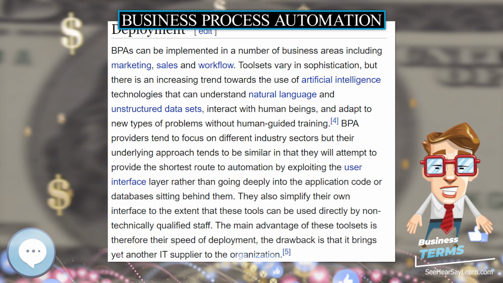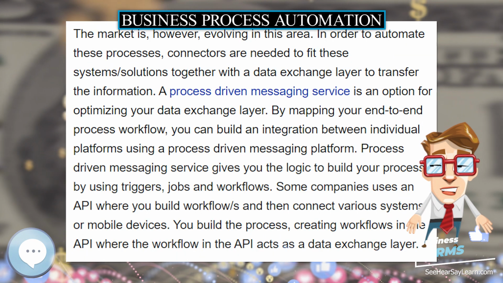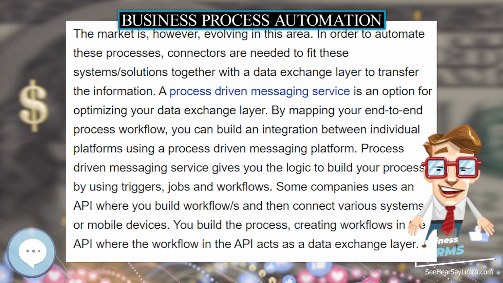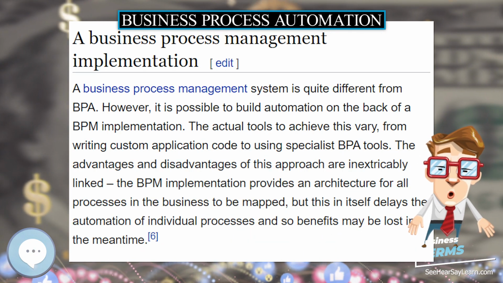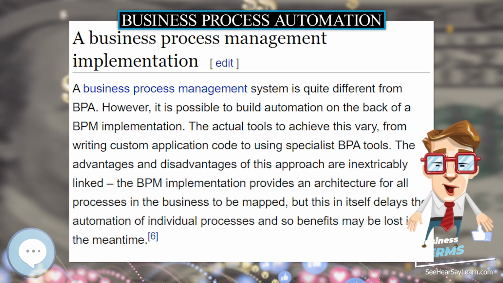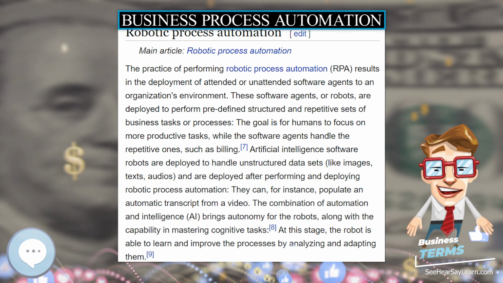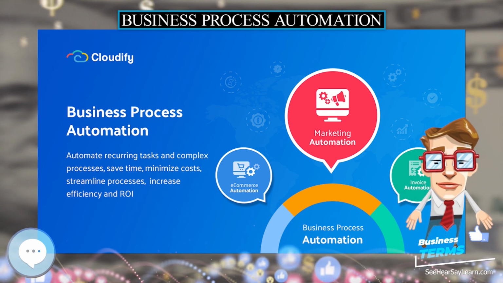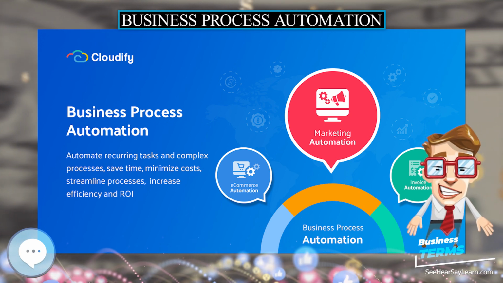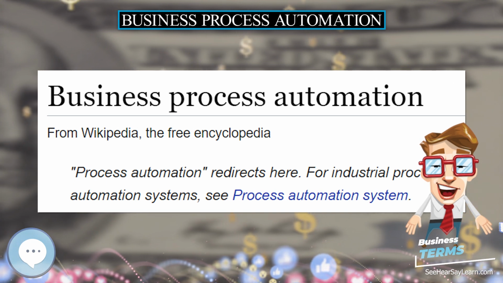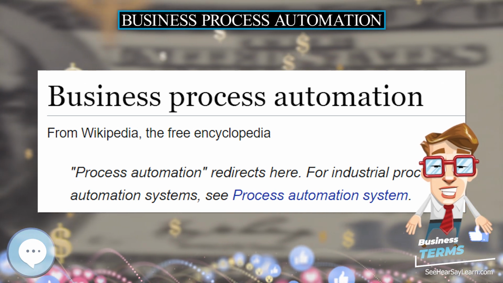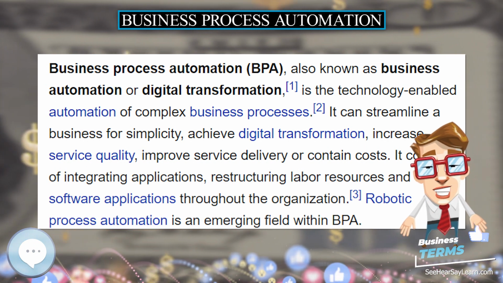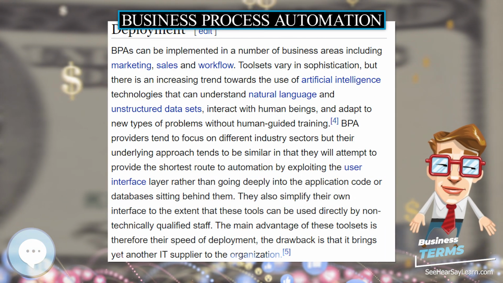A business process management implementation. A business process management system is quite different from BPA. However, it is possible to build automation on the back of a BPM implementation. The actual tools to achieve this vary, from writing custom application code to using specialist BPA tools. The advantages and disadvantages of this approach are inextricably linked. The BPM implementation provides an architecture for all processes in the business to be mapped, but this in itself delays the automation of individual processes and so benefits may be lost in the meantime.